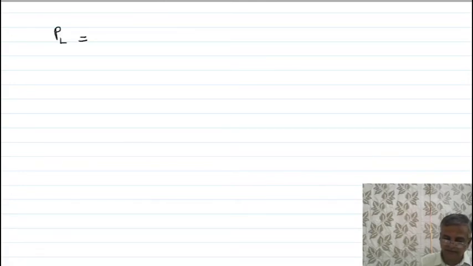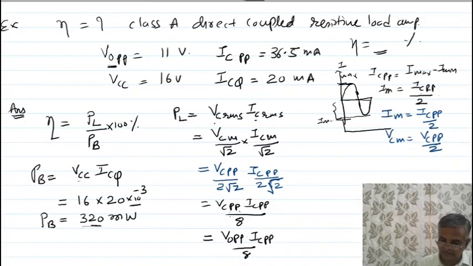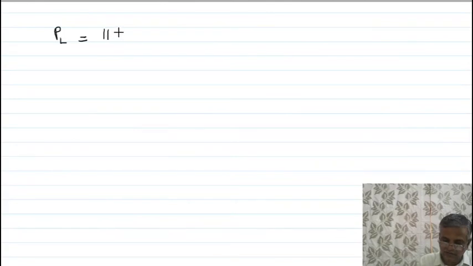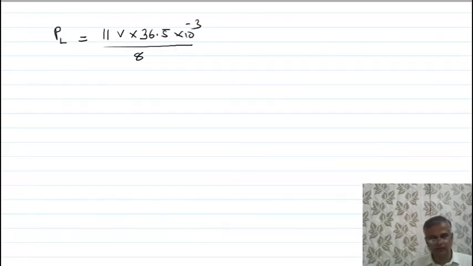PL is nothing but VO peak to peak, 11 volt, and 36.5. 11 volt into 36.5 milliampere upon 8. VC peak to peak I've written, IC peak to peak, and if you do the calculation, you calculate yours. I'm just putting the direct value, 50 millivolt.